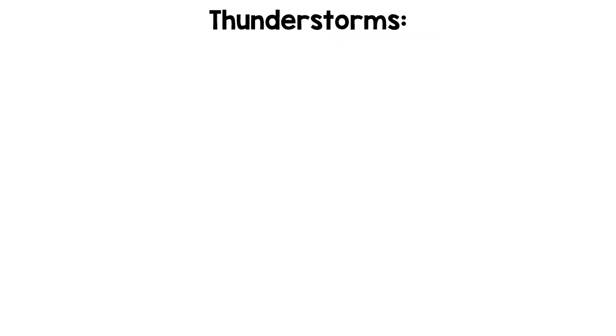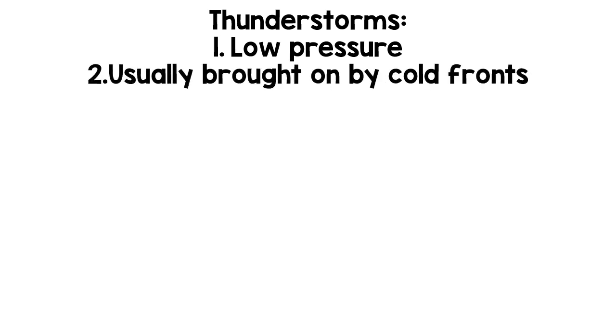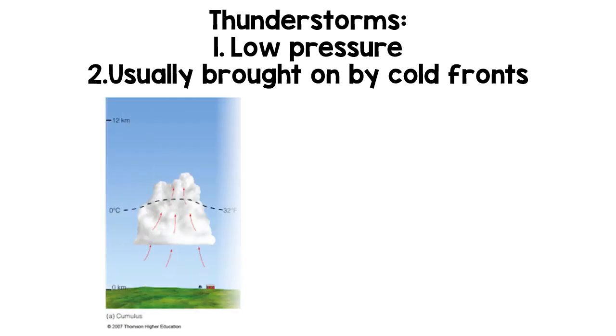All right, let's get into our storms now. The first one we're going to look at is a thunderstorm. Okay, here's what you need to know. Thunderstorms happen in low pressure areas. Remember, low pressure is lousy. That's that warm air rising. Usually it's brought on by cold fronts.